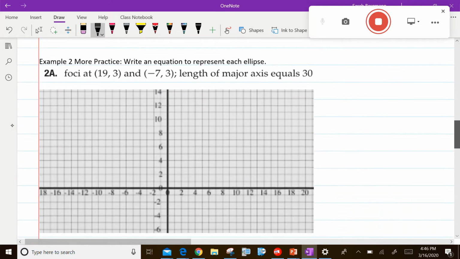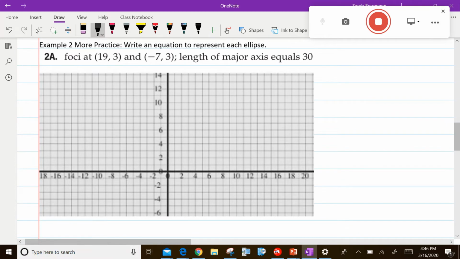All right, next, example 2. Write an equation to represent each ellipse. If they ever give you points like this, like these focus points, I would automatically graph them. So I'll graph 19, 3, label it F for focus, and -7, 3, label it again F for focus.